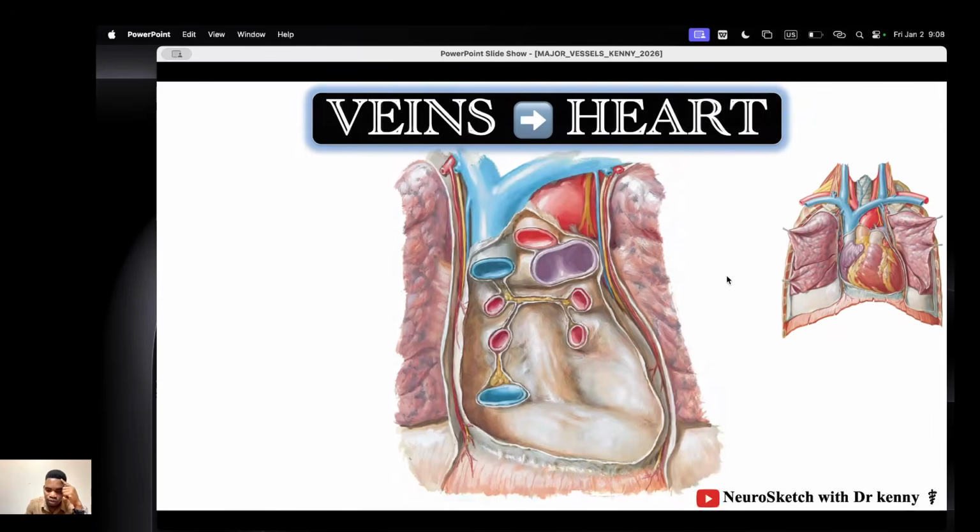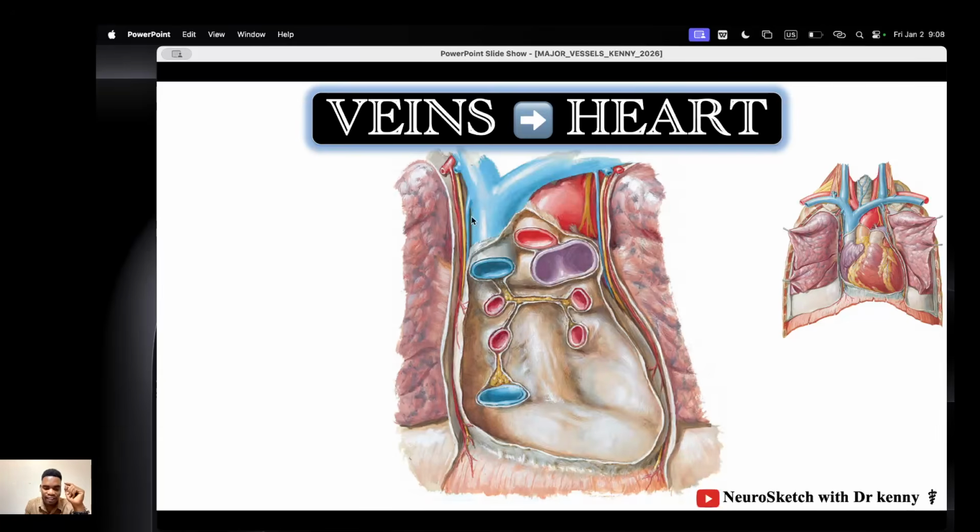If I'm taking out the heart, which was here, so that we can see the vessels and their orientation, it can be put back here. So we have the major vessels of the heart. We have said we have veins and arteries.